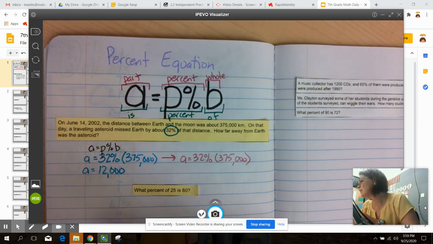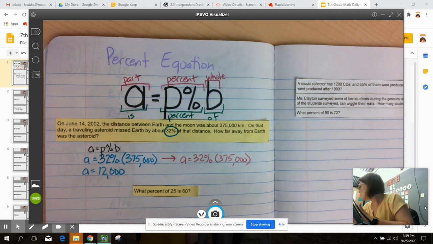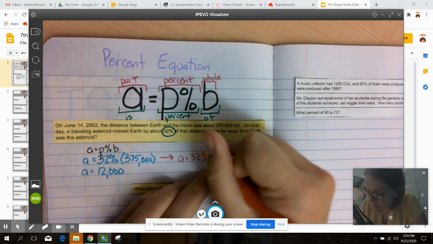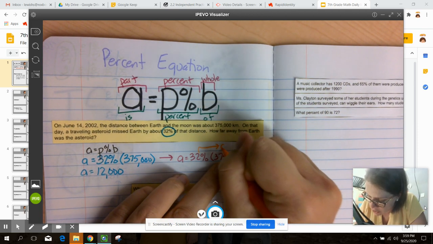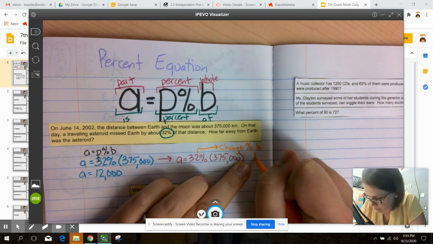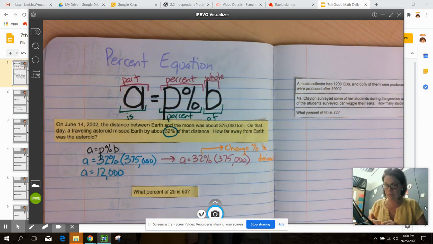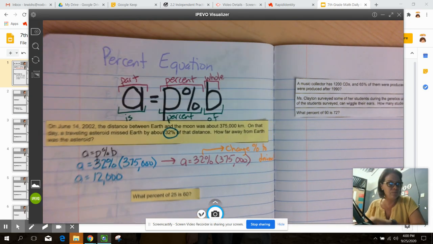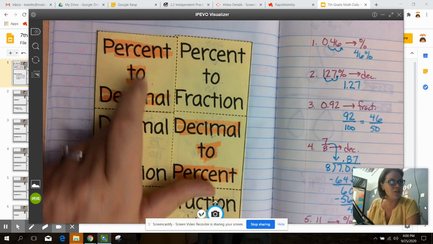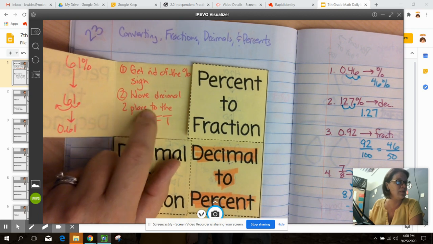So without a calculator, if you don't have a calculator, you have to change the percent to the decimal. Okay, so that's what we're going to do really quick. So let's look back 2 pages, and we're going to see, okay, to go from a percent to a decimal, what do we need to do? We need to get rid of the percent sign. We need to move the decimal 2 places to the left.